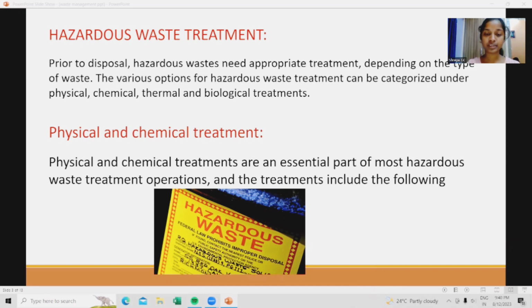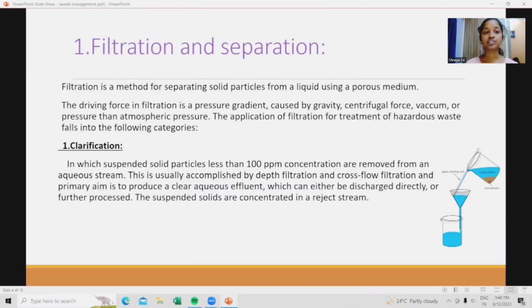Physical and chemical treatment are an essential part of most hazardous waste treatment operations, and the treatments include the following. The first one is filtration and separation. Filtration is a method of separating solid particles from a liquid using a porous medium. The driving force in filtration is a pressure gradient caused by gravity, centrifugal force, vacuum, or pressure greater than atmospheric pressure. The application of filtration for treatment of hazardous waste falls into the following categories.